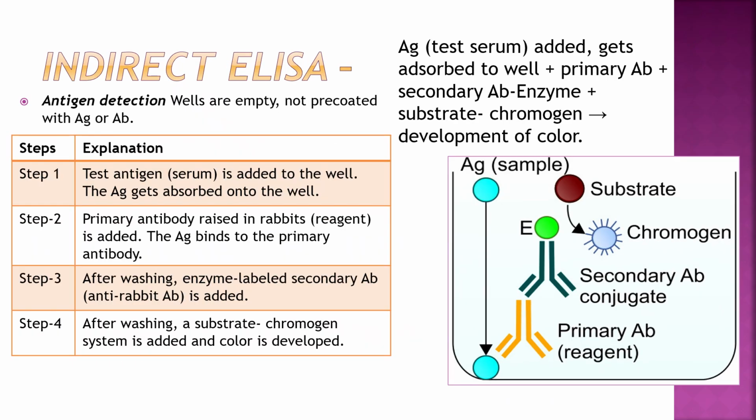Indirect ELISA, antigen detection: wells are empty, not pre-coated. Antigen, that is test serum, is added and gets adsorbed to the well, plus primary antibody, plus enzyme labeled secondary antibody. Then substrate chromogen and development of color.